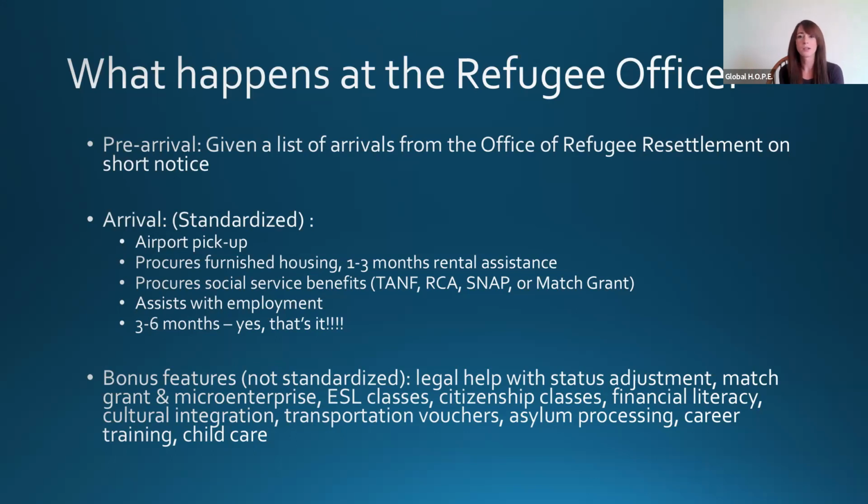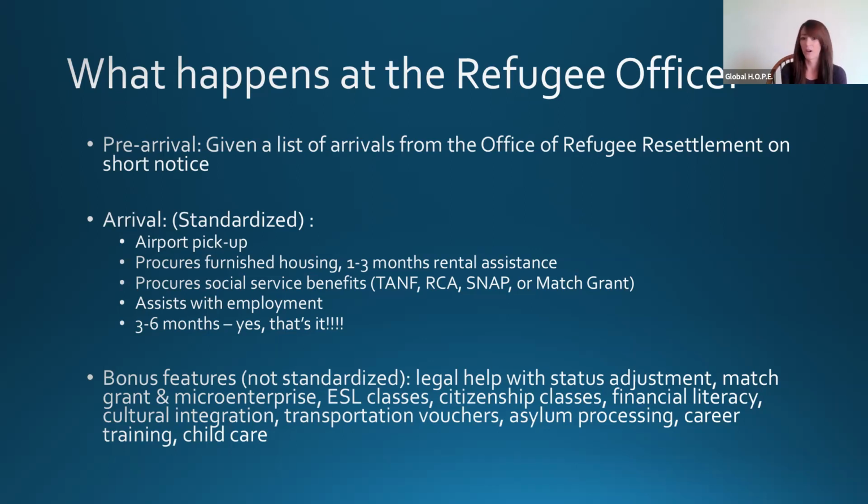So the expectation is that Layla pays her own rent, she figures everything out for herself, and she is self-sustainable by 6 months maximum. And that's all a refugee office does. That's all that they are contracted to do by the US government. Pick them up, find them a house, find them a job, make sure they have the right benefits, maybe check in on them once in a while. But that's it.